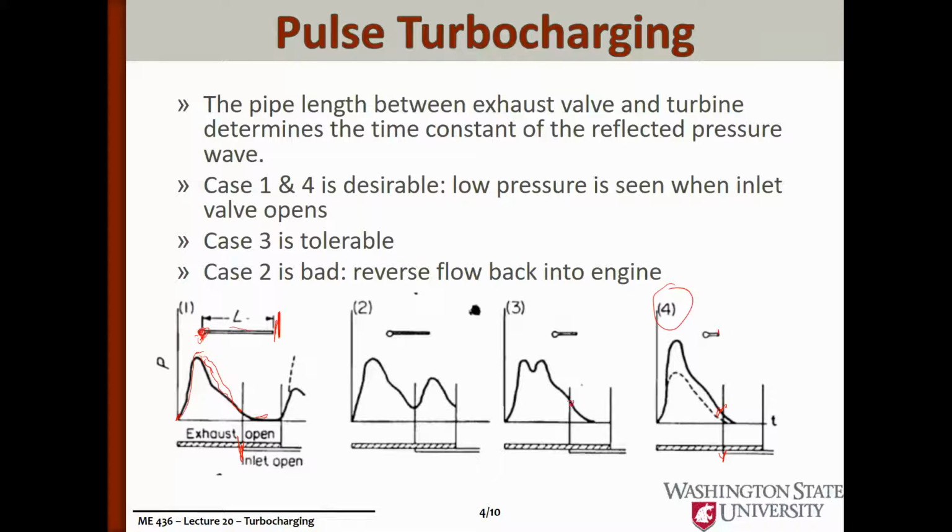Case 3 is okay. There might be a little bit of backflow, but case 2, this particular length of tube causes a significant portion of the exhaust mass to go back into the engine through the exhaust port because the inlet valve is open during that time. So that's generally what we want to avoid. So since the runners between the different cylinders and the single turbine will be different lengths, we need to ensure that none of the cylinders wind up in arrangement 2 and that they are all either in 1 or 4.